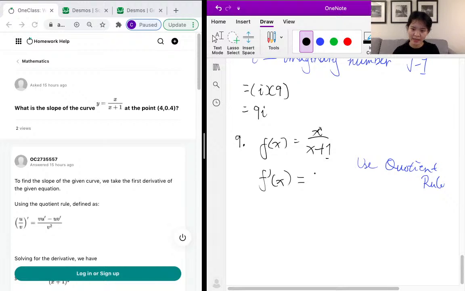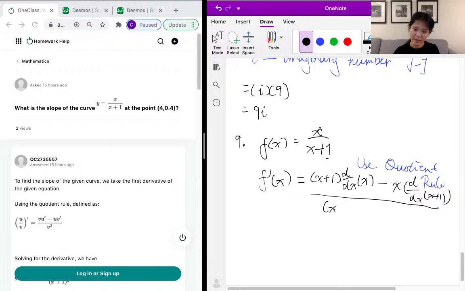It basically states that the lower term multiplies the derivative of the upper term. So d over dx of x, minus the top term times the derivative of the bottom term, which is x plus 1, the derivative of x plus 1, and divide this entire thing by x plus 1, or the bottom term, squared.